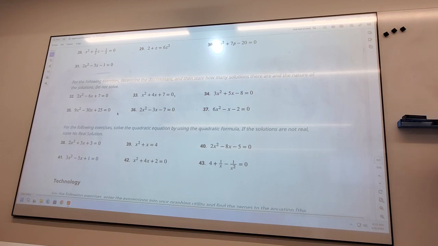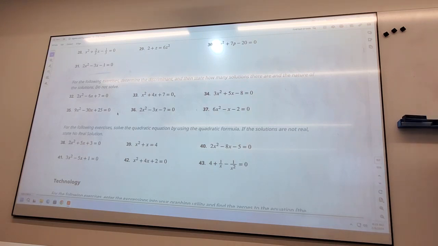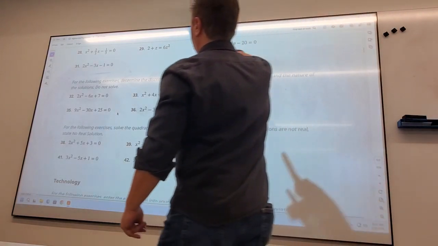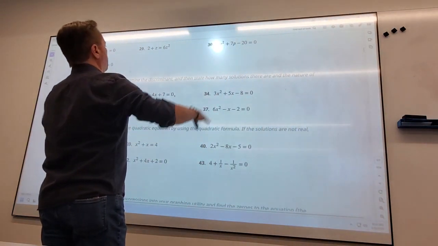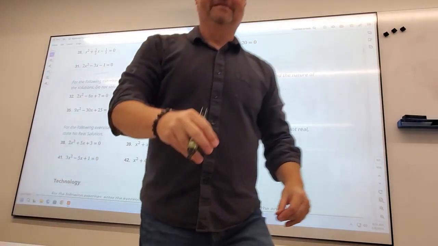But the type depends on what it is, but normally rational. Let me stop for a minute. Do you guys see that? This part is what we call the discriminant.